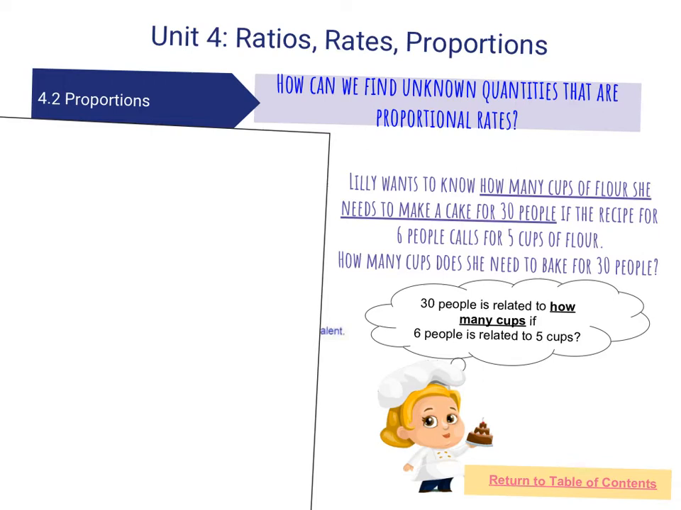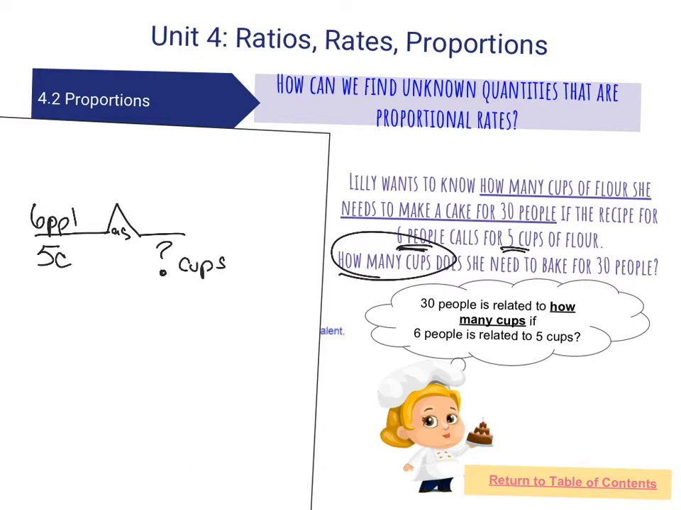the amount of cups that she has for 6 people is 5 cups of flour. So we would say 6 people is related to 5 cups as she wants to know how many cups. How many cups is related to 30 people? There's my relation. There's my analogy. How do I set this up as a mathematical proportion?